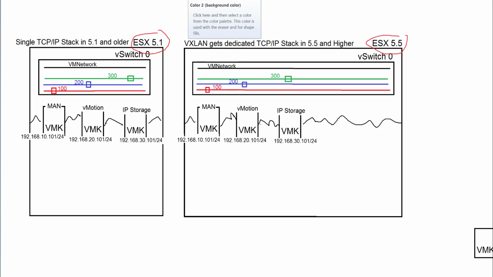If you go back to 5.1, what you're going to see is that you have only a single TCP/IP stack. So if I have only a single TCP/IP stack in my environment, what that's going to mean is that we only have one routing table and one DNS entry capability. So if I'm sharing a routing table with all these different VM kernel NICs, that means I can only have one gateway.